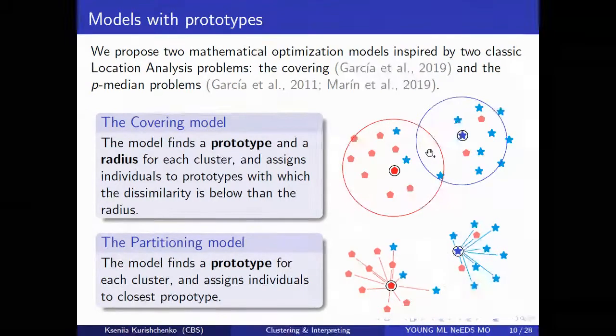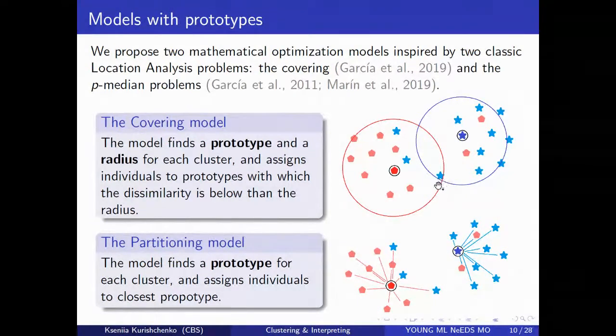So there are two models. The main difference between them is that in the covering model, we can have individuals which are explained by two prototypes, or not explained at all. In the partitioning model, we have unique assignments, and for example, this guy was explained by the red prototype because it's closer to the red prototype than to the blue prototype. And again, we understand closeness in terms of the similarity measure.